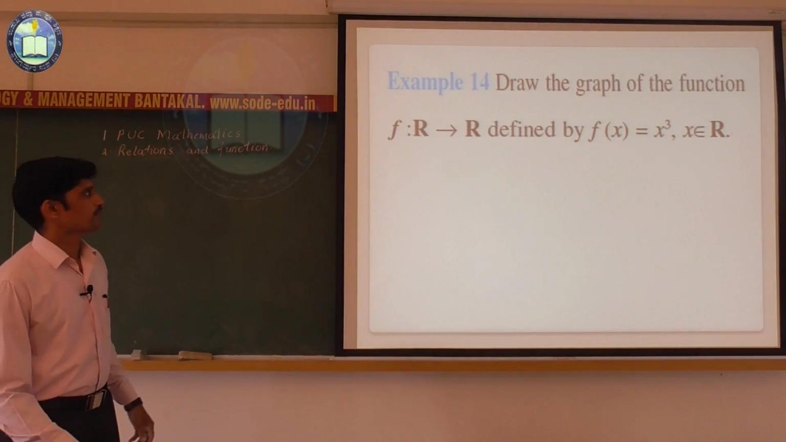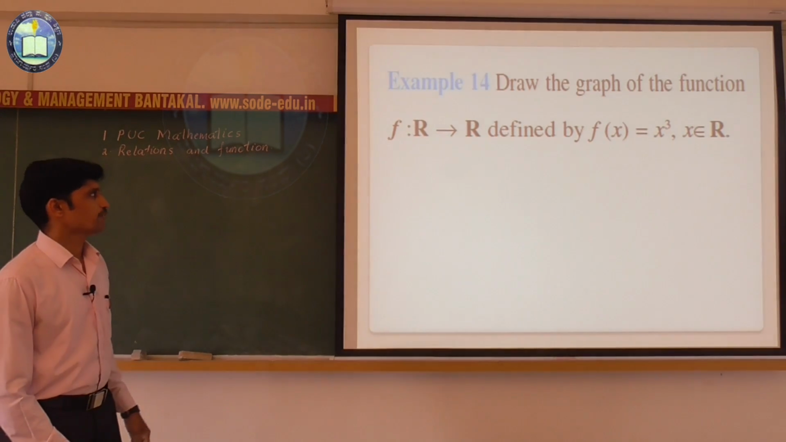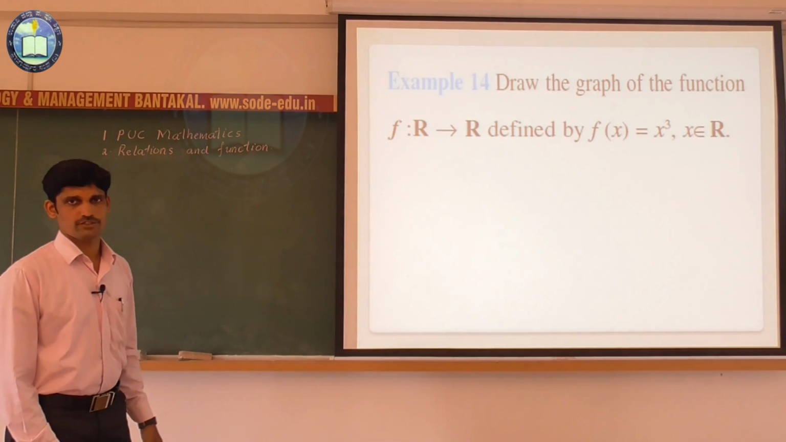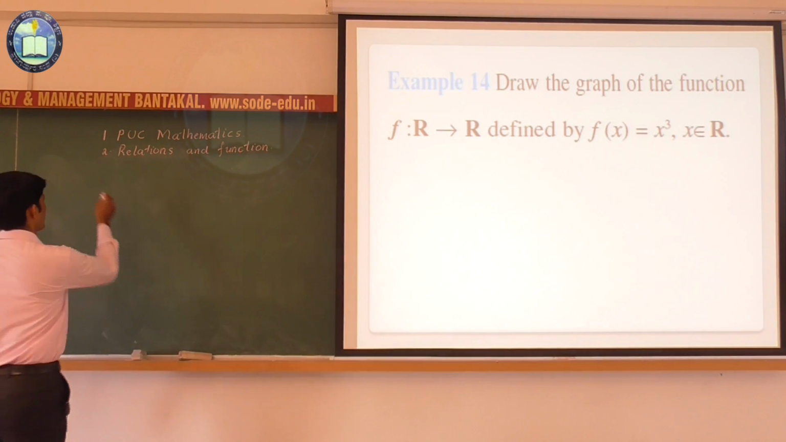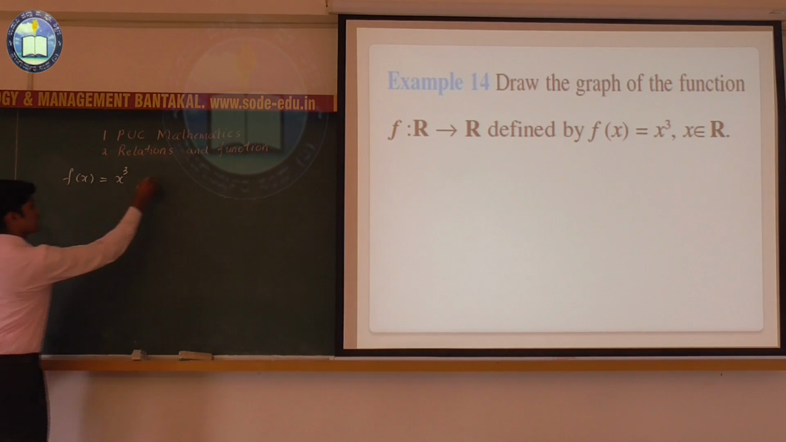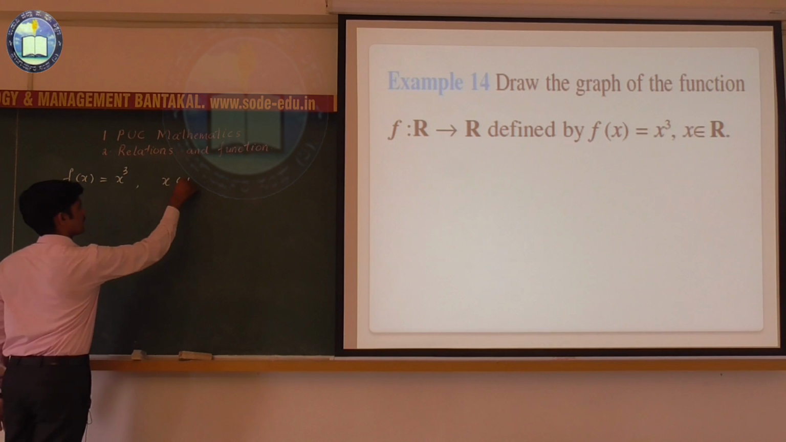We have one more example here, example 14. Draw the graph of the function f from R to R defined by f of x equal to x cube, where x is any real number. f of x is equal to x cube, where x belongs to R.